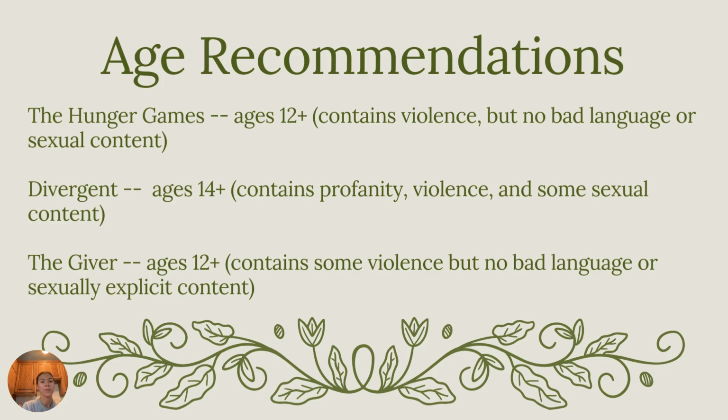For some age recommendations, in order to read The Hunger Games, I believe that readers should be at least 12 years old because the book contains violence, but there's no bad language or sexual content. For Divergent, I think readers should be at least 14 because it contains profanity, violence, and has some sexual content. For The Giver, I think readers should be 12 and up because it contains some violence, but again, there's no bad language or sexually explicit content.